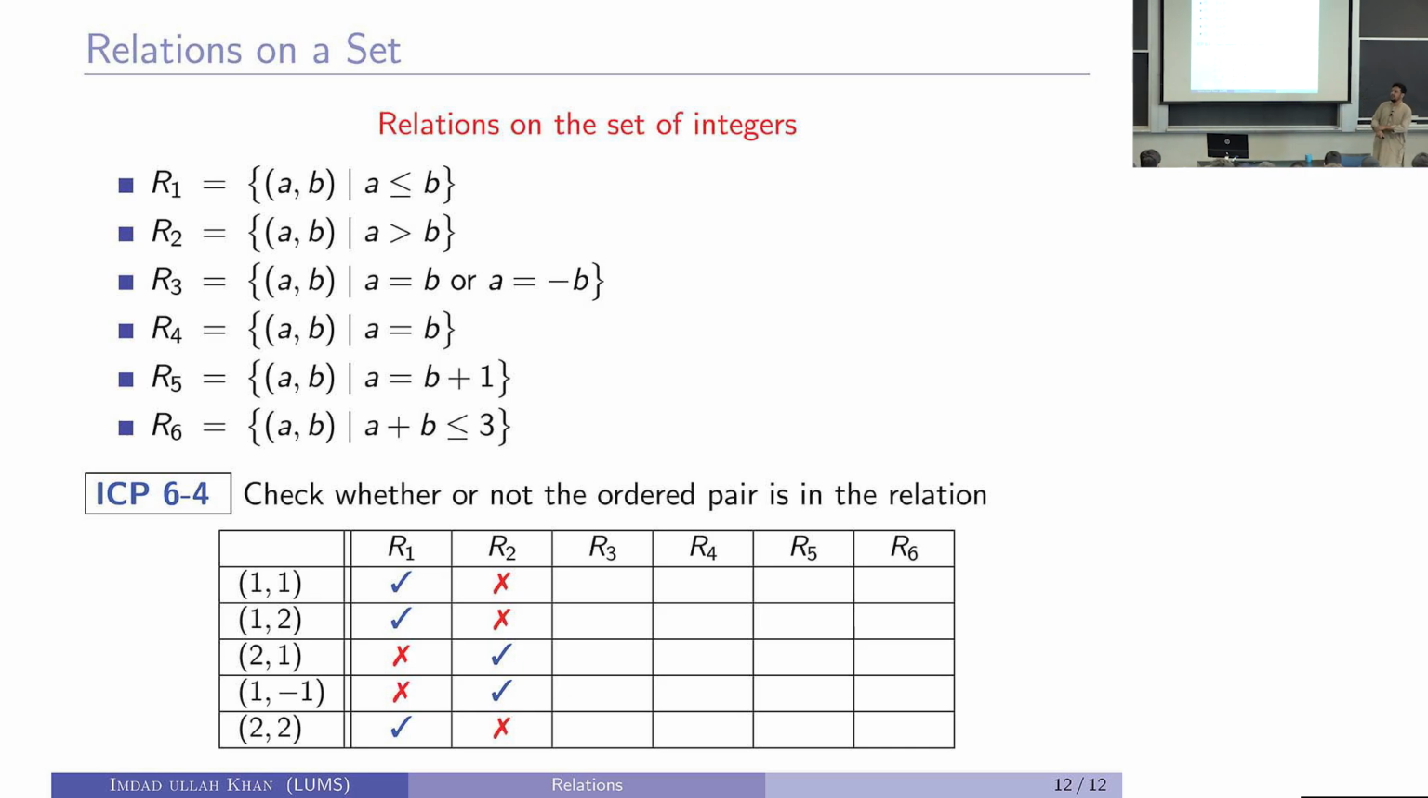Is (1, 1) in R5? No, because 1 is not equal to 1 plus 1, right? Is (1, 2) in R5? No, because 1 is not equal to 2 plus 1. That condition isn't true. Is (2, 1) in R5? 2 is equal to 1 plus 1, right? So 2 is a successor of 1. (1, -1)? No. It's a double increment, so it's the next successor. 1 isn't equal to -1 plus 1, right?